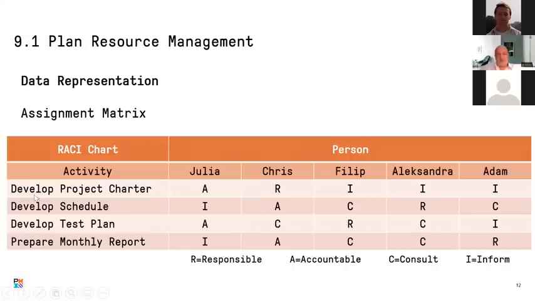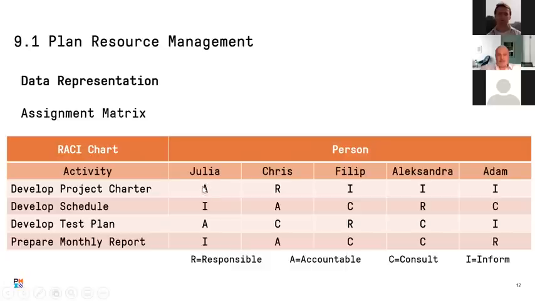If we look at the first one, develop project charter, we'll find Julia A, Chris R, Philippe I, Alexandra I, Adam I. Without knowing more about this project and who is the project manager and who is the sponsor, we can understand that usually the one doing the project charter is the project manager. So Chris is the project manager, he's the one responsible, and the one approving the project charter is the sponsor.